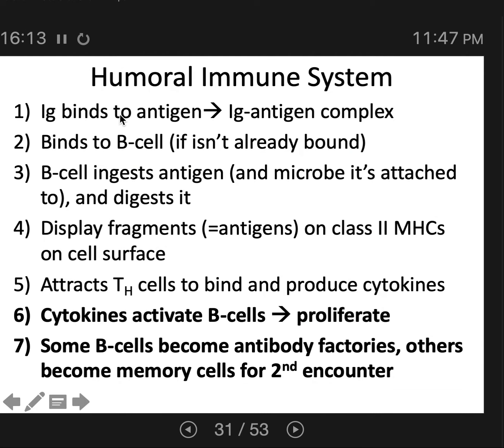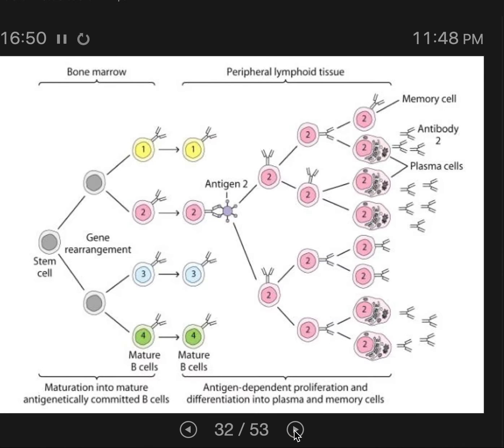All right, so just to recap one last time, because I know it's a lot, you have an immunoglobulin binding to an antigen. That's the immunoglobulin antigen complex that binds to the surface of the B cell if it's not already there. The B cell then phagocytizes the antigen in the microbe it's attached to. It digests it and presents the antigens from what it just digested on its class 2 MHCs on its surface. A helper T cell checks the MHC class 2, finds an antigen there, and so produces cytokines, which activates the B cell. B cell proliferates. Some of the daughters become antibody factories and others become memory cells for the second encounter.